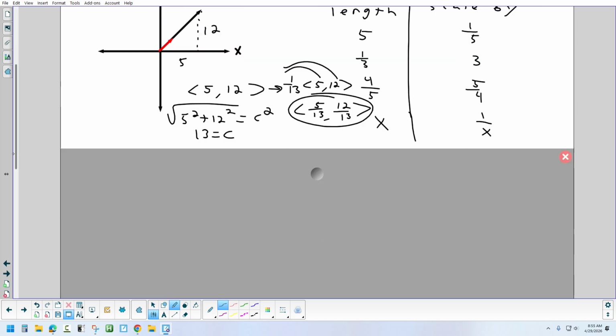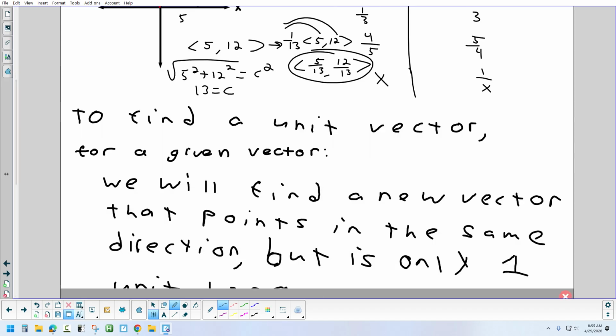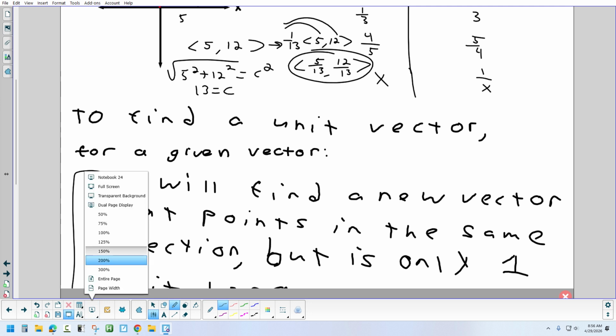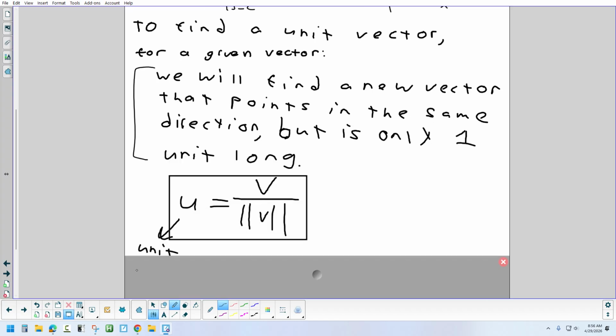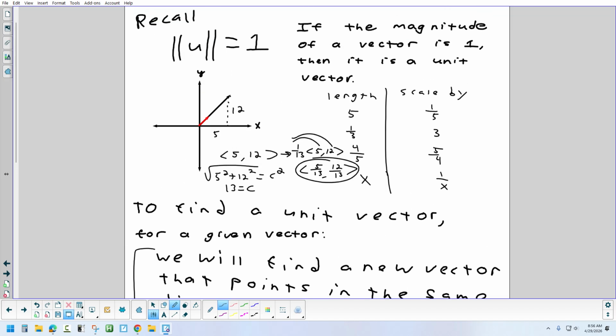So I'll write that down as a formula now. This is what we just did. We found a new vector. It pointed in the same direction, but instead of being 13 units long, we made it only 1 unit long. And the formula was to take our vector and divide it by the magnitude. In this case, the magnitude was 13, so I divided each number that I had originally by the length that we calculated, by 13.